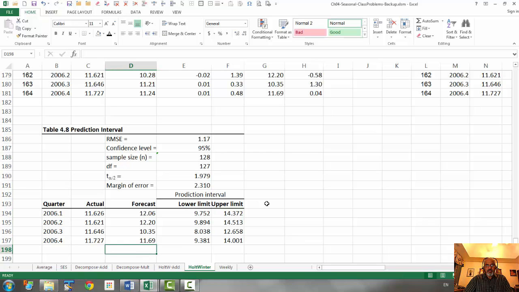Okay, so these are the prediction intervals, and as you can see, the actual values fall within the prediction interval. The prediction interval, the margin of error on either side is 2.3, so it's kind of on the higher side. But still, I think we are doing quite well with this forecasting.